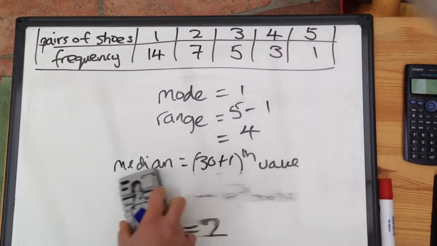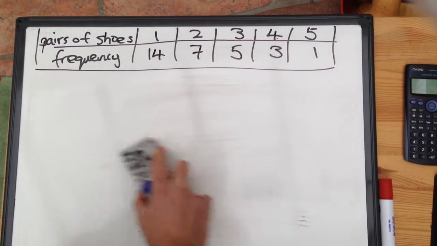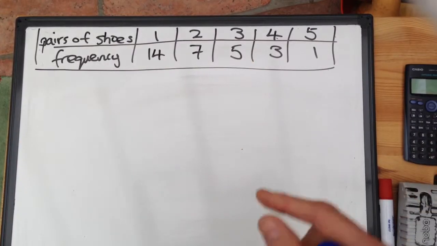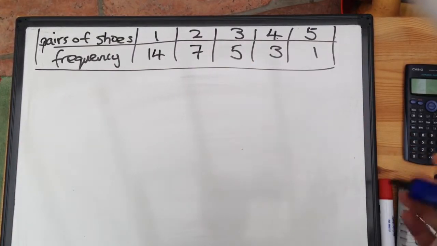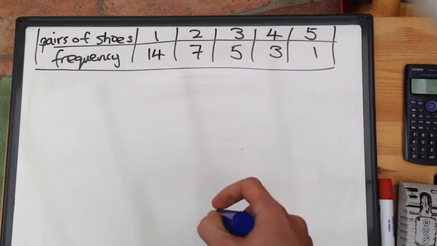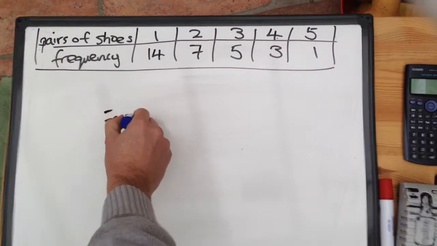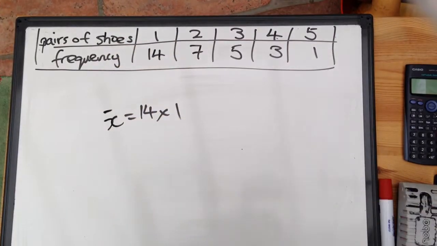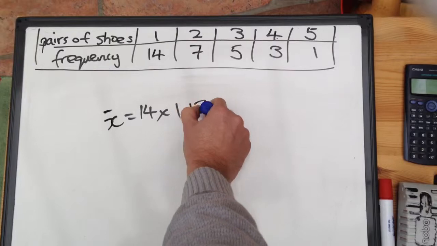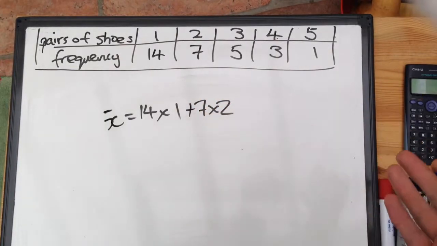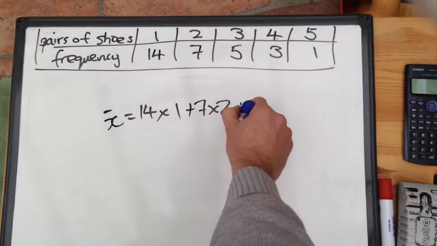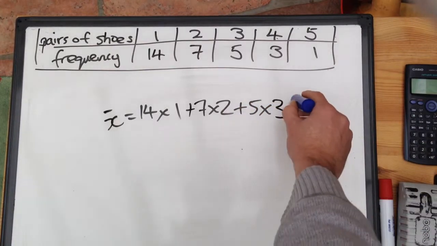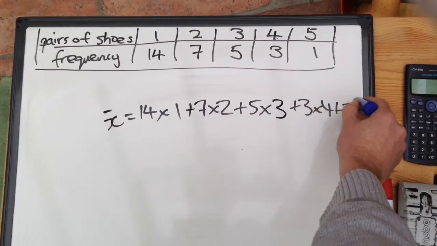But what I really want to look at in this video is how to calculate the mean of the distribution. Now the mean is the total number of pairs of shoes divided by the number of people in the survey. Well, the number of people in the survey is 30. To get the number of pairs of shoes, well, 14 people owned 1 pair of shoes, so that's 14 pairs of shoes. 7 people owned 2 pairs of shoes, so that's another 14 pairs of shoes. 5 boys owned 3 pairs of shoes, so that's 15 pairs of shoes, and so on for the rest.